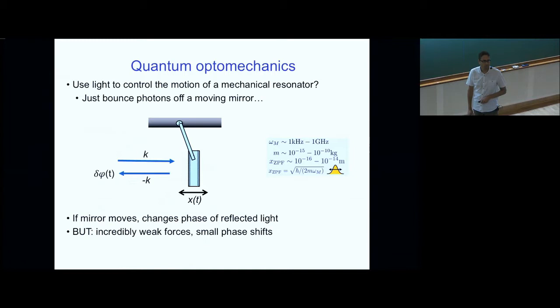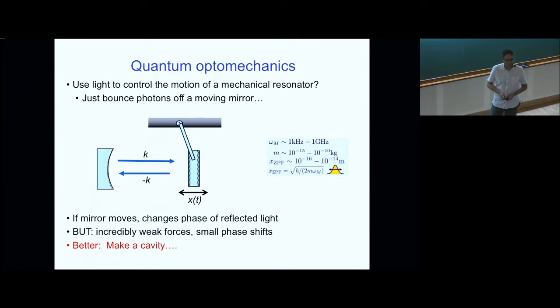So what's the trick? We go from optomechanics to cavity optomechanics. We need the light to interact with that moving mirror many times. We add another mirror, right? So we make a cavity out of this structure. So now that cavity is going to confine the light. The light's going to bounce off the mirror many times. That's going to enhance the optomechanical interaction.